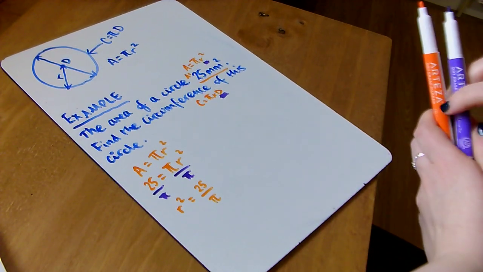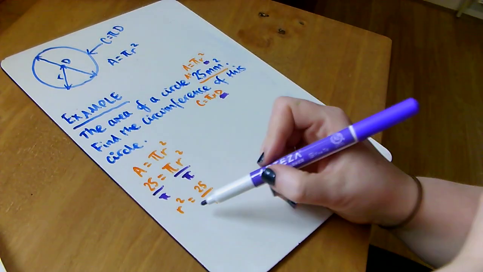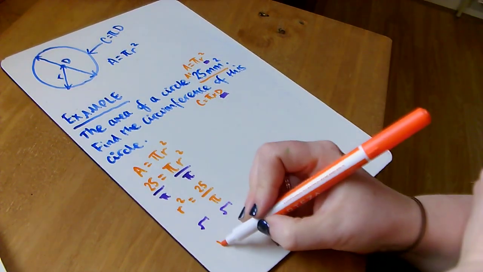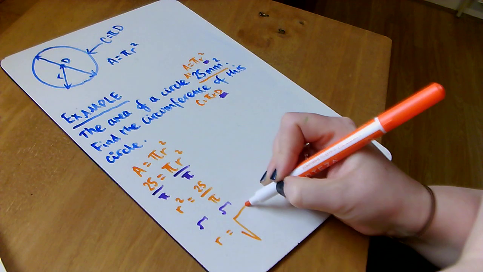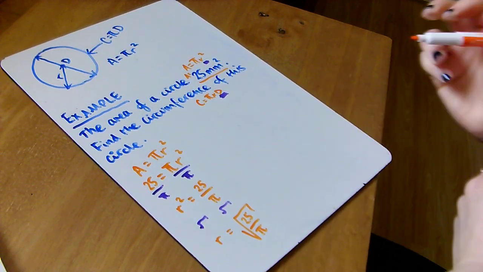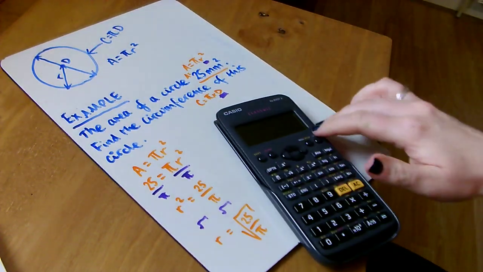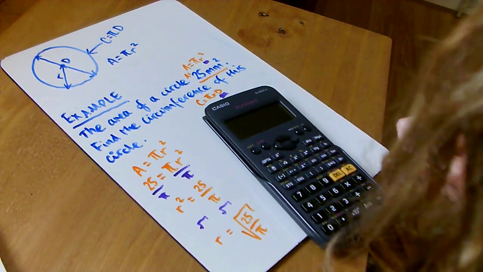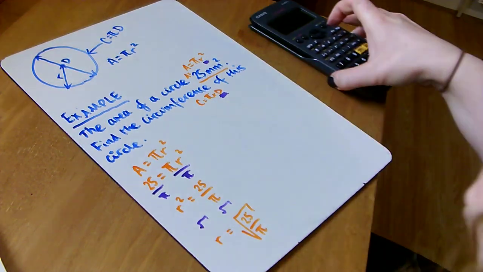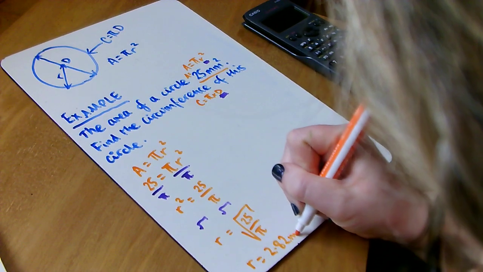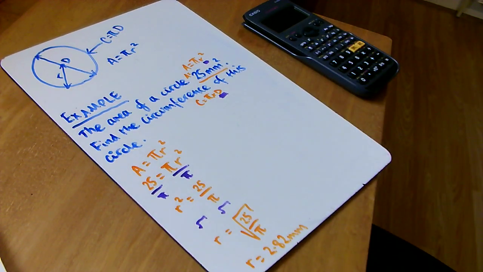And remember, the inverse, the opposite of squaring something, is square rooting it. Okay, so that means that the radius is the square root of 25 over pi, which is 2.82. And we're talking about millimetres here.